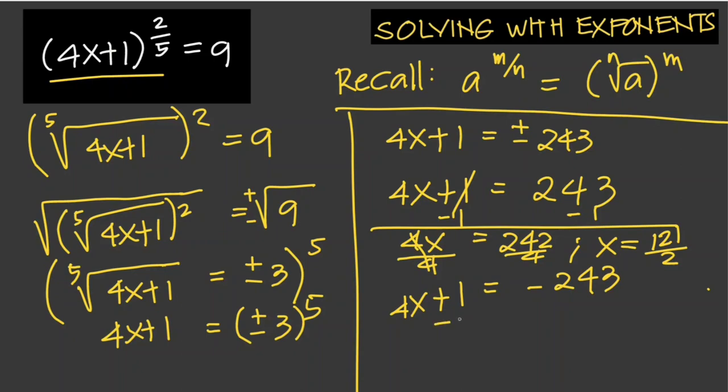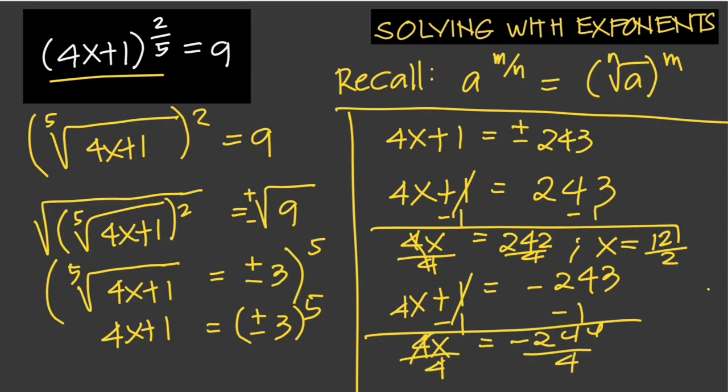And then here, the other solution, we subtract 1 from both sides. So we have 4x equals negative 244. Divide by 4. So our x here is just equal to negative 61. Okay, so these are our solutions.